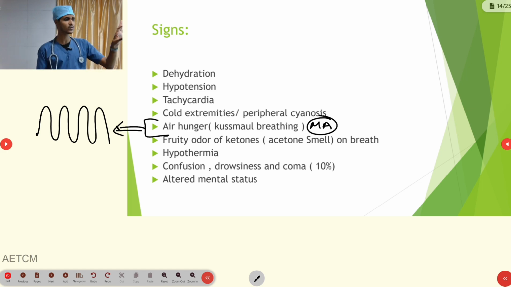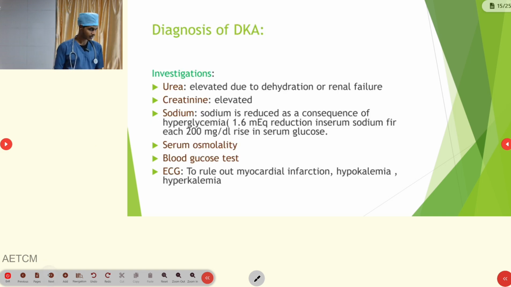And then you will get a fruity odor of ketones, mainly because of the ketone bodies, some sweet smell, and then hypothermia, confusion, drowsiness, and altered mentation can also occur because of the hyperglycemia-induced dehydration. Those are the things that come under the assessment in pre-hospital. In hospital, for diagnosis, you can see elevated urea and creatinine because of the dehydration, and you can also check the sodium level.